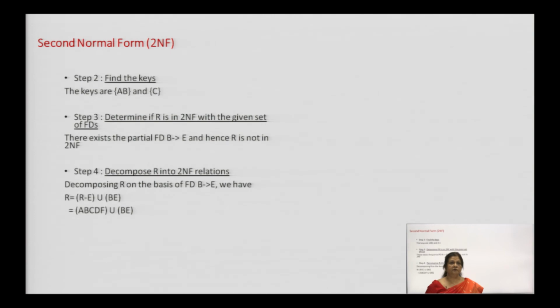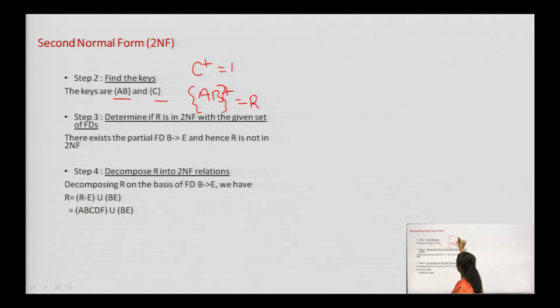Next step is to find the key for the given relation. I will not repeat; quickly we will say the keys are A, B and C, because AB closure will be equal to R if you compute, and C closure will be equal to R if you compute. Hence, in this case the keys will be A, B and C. Now, if the keys are A, B and C, the next step is to determine if R is in second normal form for the given set of functional dependencies or not. Let us see.